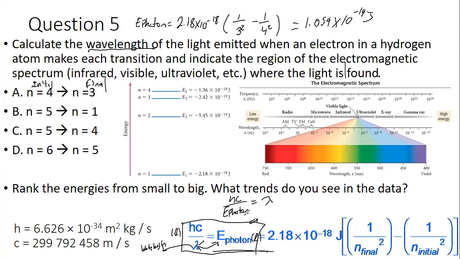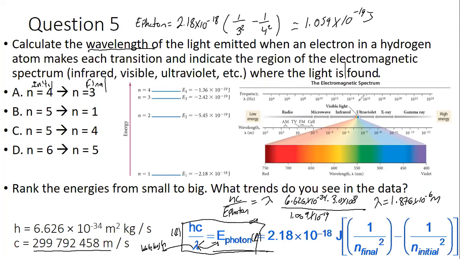And then solve for lambda. So Planck's constant is a constant, 6.626 times 10 to the minus 34, multiplied by speed of light, 3.0 times 10 to the 8. I'm just simplifying our speed of light right here. Divided by energy, 1.059 times 10 to the minus 19. Our wavelength of light is 1.876 times 10 to the minus 6 meters.